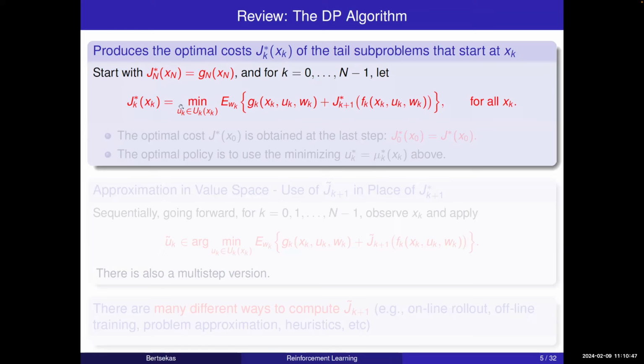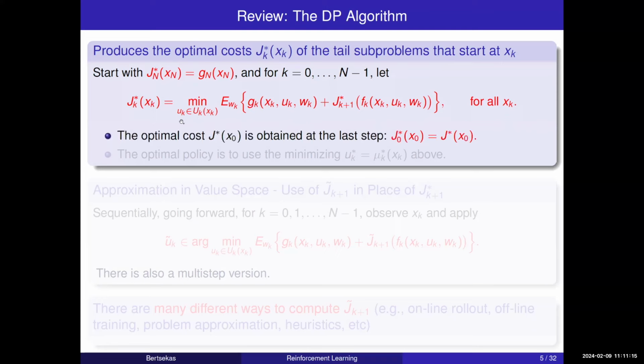And it's computed as the minimum over the set of controls. And we take the expected value of a particular state and control pair plus a random disturbance. And this is representing the immediate cost of taking a particular action at a particular state. And then we add the optimal cost to go, so the optimal cost of the tail subproblem starting at the next state. And we do this for all xk. So layer by layer, we do this for all states.